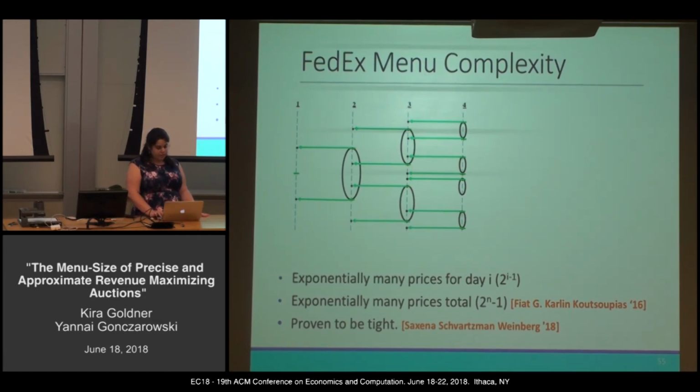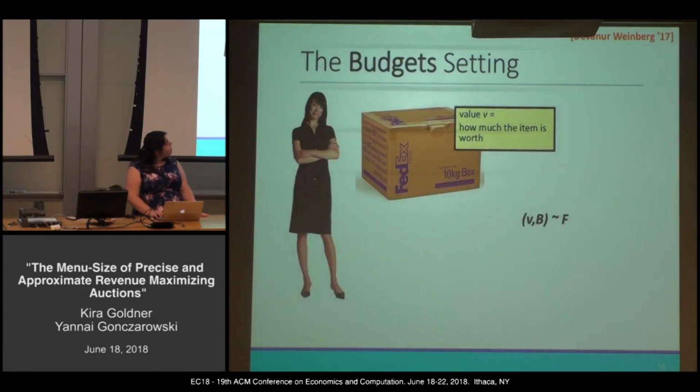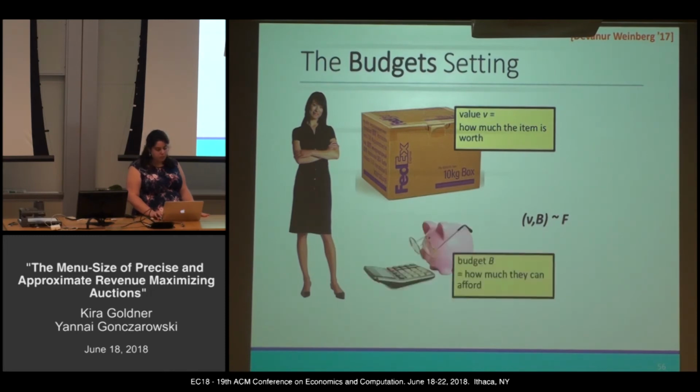The next generalization is the budget setting. So here, we still have the package to ship, how much the item's worth to you, but we also have a budget of how much the buyer can afford. They cannot go over their budget. They just cannot pay more than it. And the question is, how do you set up options for different budget amounts to maximize your revenue?